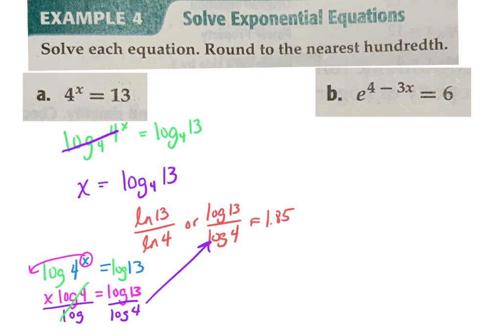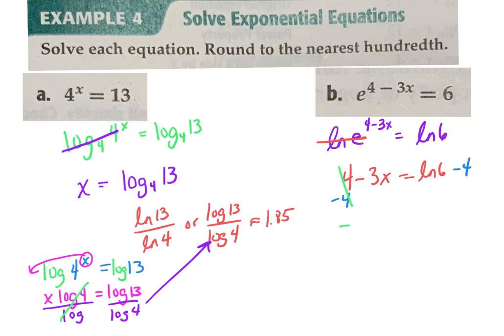Now for this next guy, what do you think I'm going to use to get rid of it? I'm going to use natural log. So I'm going to say the natural log of both sides for their natural log of 6. On the left-hand side, the natural log is a base e, so those cancel. And I just have 4 minus 3x equals ln of 6. That is an actual number. So I'm just going to solve for x. Subtract 4. I have negative 3x equals ln of 6 minus 4. Divide the whole thing by negative 3.